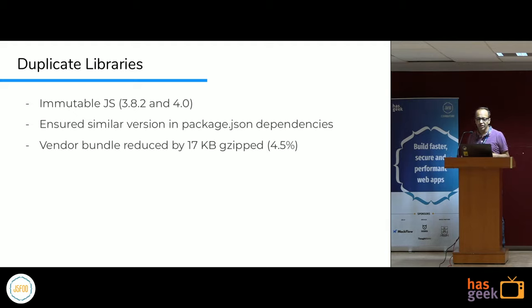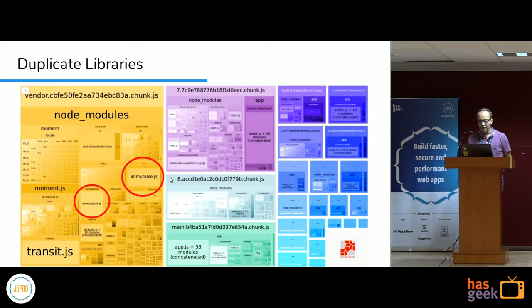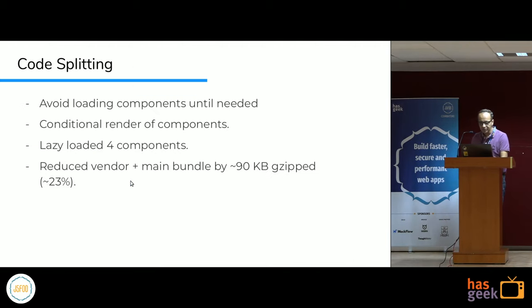The way out was we changed our code to make sure we were using the same version as one of our libraries was using, and thus we reduced 17 KB GZIP. So we basically just got rid of one of these two, and that was a 17 KB GZIP reduction.